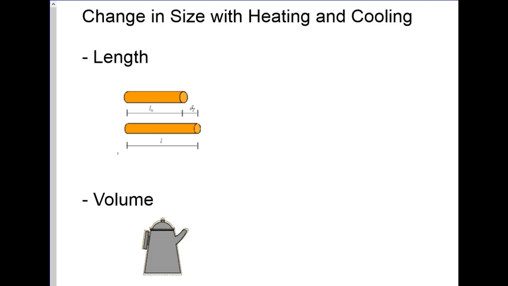For the last week and a half, we have been working with different situations of gain and loss of heat and calculating how much heat is gained or lost in those situations. Another thing that we have to consider is that when something is heated or cooled, it actually changes in size. On Friday, you saw an example of something changing length.